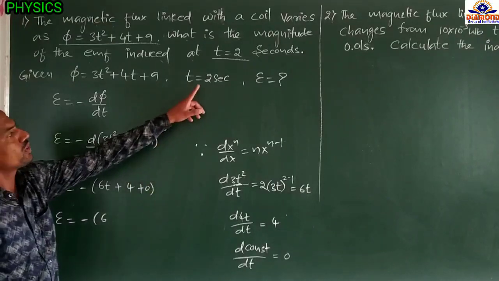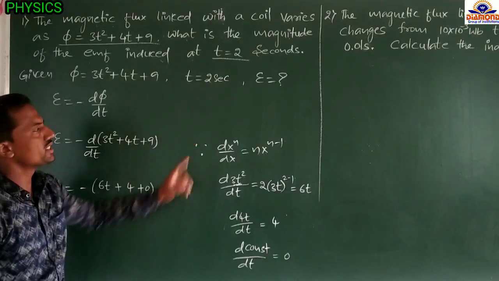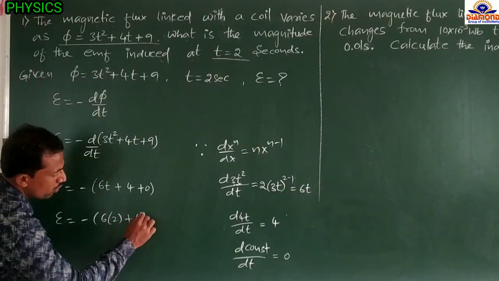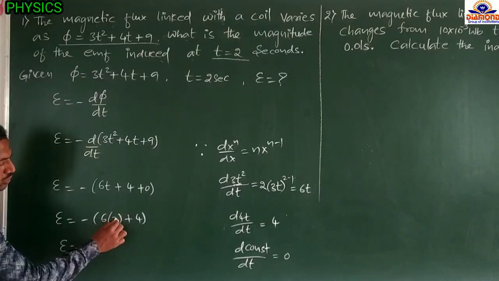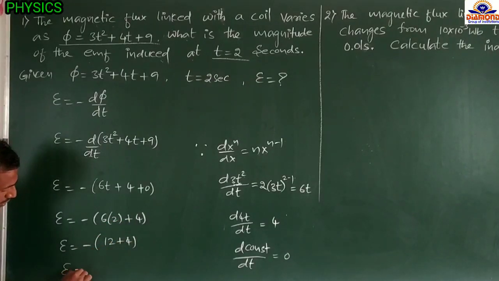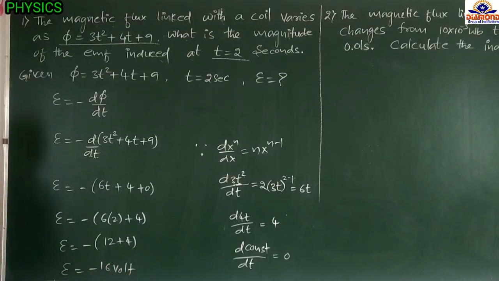plus 4). In the given problem, t equals 2 seconds. Then substitute this time value here: we have 6 into 2 plus 4. Then E equals minus, 6 into 2 is 12, 12 plus 4, which equals minus 16 volt. Okay, this is the first problem.